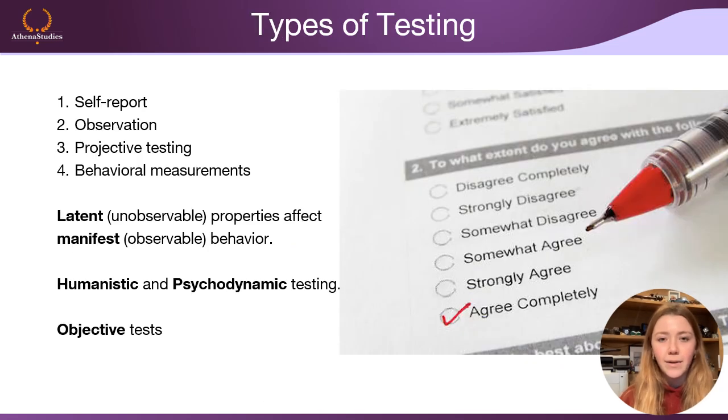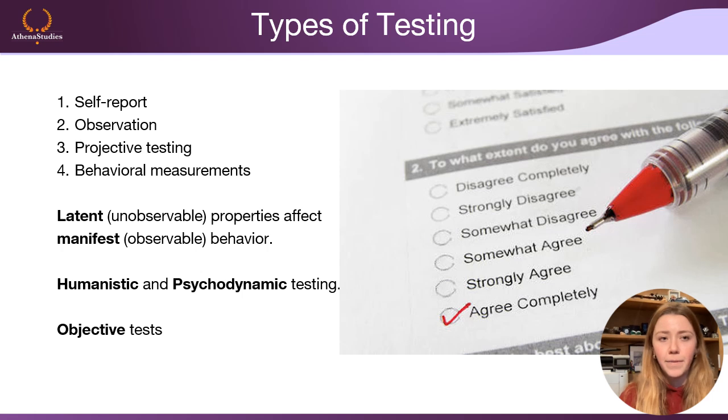All right, validity and reliability done. So there are multiple types of testing. The first one is self-report. Then we have observational tests. Then we have projective testing. And then we have behavioral measurements. And through these tests, we actually want to look at latent properties and how they affect manifest behavior.